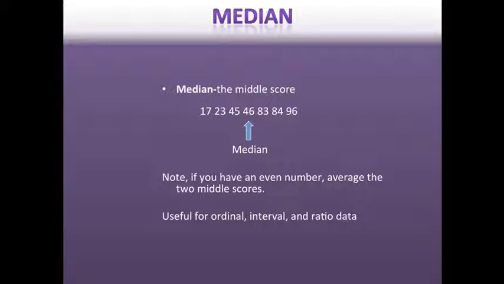Now, why can't you use it for nominal data? Well, say you have people who have red hair, brown hair, and blonde hair. And you say that red hair is number 1, brown hair is number 2, and blonde hair is number 3, okay? Well, say you get a whole bunch of people with blonde hair. Say almost everybody in the sample has blonde hair.